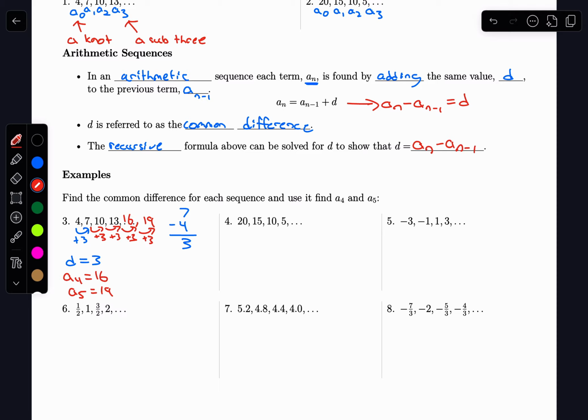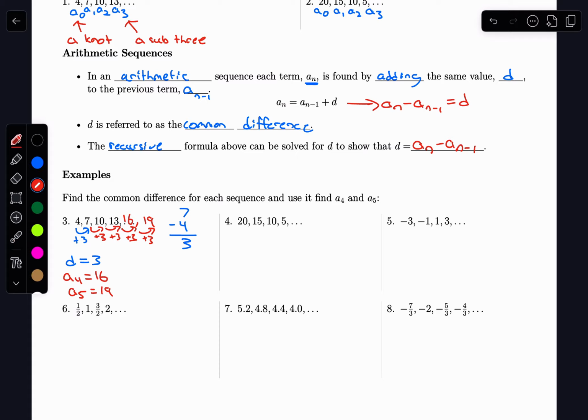And a sub 5 is 19. All right, so that formula up above, I don't really need to use it in terms of writing it down explicitly. I just need to understand that in order to go from one term to the next term, you add the common difference. That's all this formula says: to go from a term to the next term, you just add D to get there.